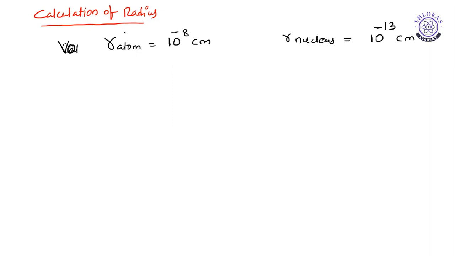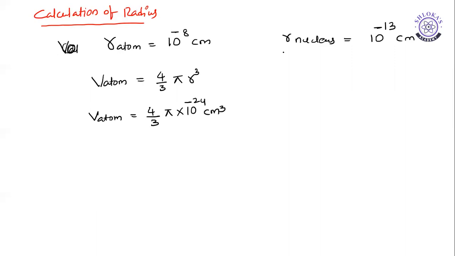So according to Rutherford, the atom is to be considered as a sphere. Now, if you know the radius of the sphere, how do you find the volume of the sphere? We have the formula: volume of the atom, or volume of the sphere, is equal to 4 by 3 pi r cube. Here r is the radius of the atom, which we already know. If I substitute this r value, I can write volume of atom equal to 4 by 3 into pi into 10 to the power of minus 24 cm cube.